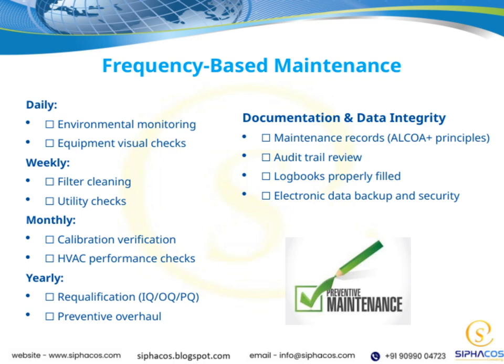Monthly, calibration verification is key to ensure our instruments remain accurate, along with HVAC performance checks to maintain proper environmental conditions. And on an annual basis, we undertake requalification activities such as IQ, OQ, and PQ, which validate that equipment and processes continue to meet specifications. Preventive overhauls are also scheduled to address potential issues before they cause problems. All these activities are interconnected, forming a comprehensive approach to maintaining data integrity and operational reliability, which ultimately supports the overall quality and compliance of our process.